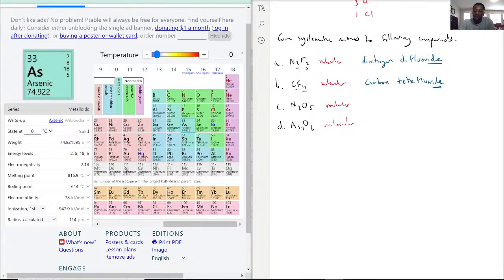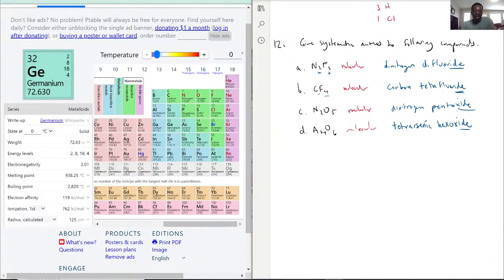This one here, N2O5, this would be dinitrogen pentoxide. Okay, and the last one, because we're just assuming molecular, I don't even know if this is correct. I'm going to say it's tetra-arsenic, which is a mouthful. Tetra-arsenic hexoxide. That looks very wrong to me. But what can we do? These are the names we're going with.